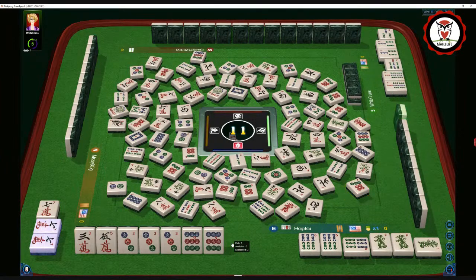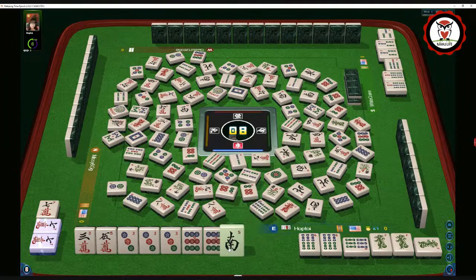7 dots. 8 dots. 2 dots. 8 bamboos. South can go. South wind.